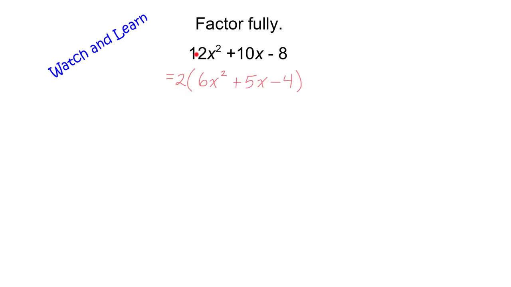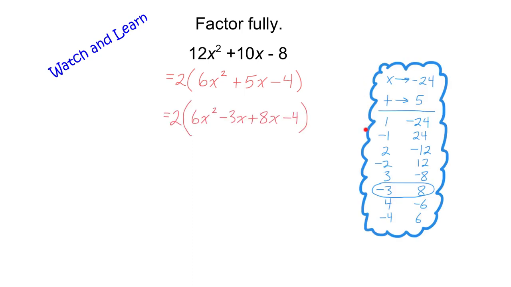Because instead of finding two numbers that multiply to negative 96, we need to find two numbers that multiply to negative 24. We're making our work a little easier for ourselves, and it says factor fully. So if you can find a greatest common factor, you need to do that so that you can factor fully. So now I can think off to the side here about numbers that multiply to 6 times negative 4, which is negative 24, and add to 5.